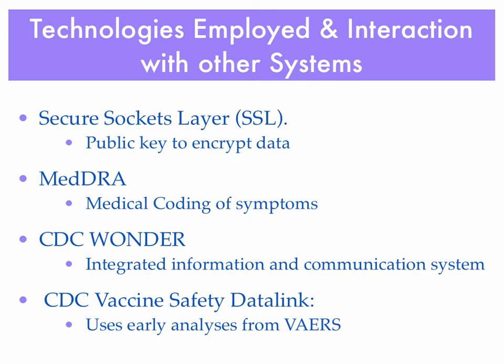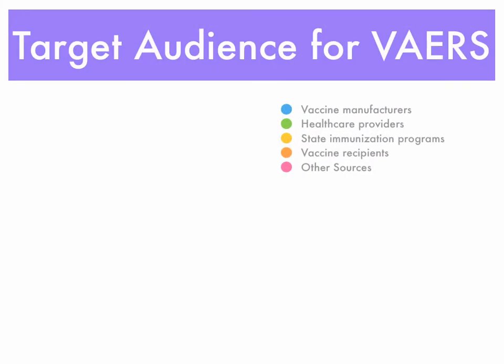And then lastly, the CDC Vaccine Safety Datalink. They use information from VAERS. They also use information from managed care organizations. That's more of an active surveillance system, but they link this information together, and it's a really great resource for public health. Now let's look at the target audience for VAERS.